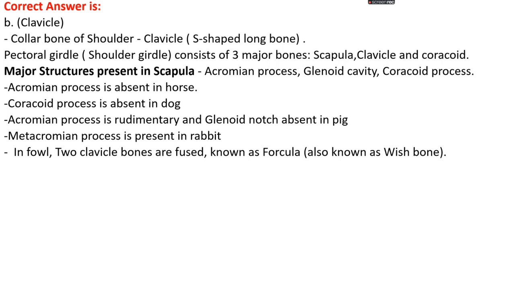Okay. And if we see the major structures present in the scapula, we find the acromion process, the coracoid process, and the glenoid notch. The acromion process is absent in case of horse, the coracoid process is absent in case of dog, the acromion process is rudimentary and the glenoid notch is absent in case of pig. Metacromion process is present in case of rabbit. And in fowl, the 2 clavicle bones get fused, and that is known as furcula. This is also known as wishbone in case of fowl.